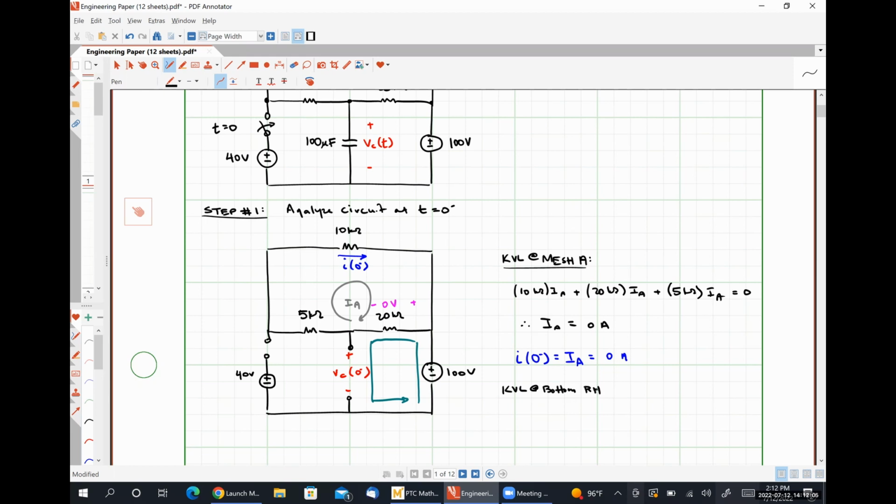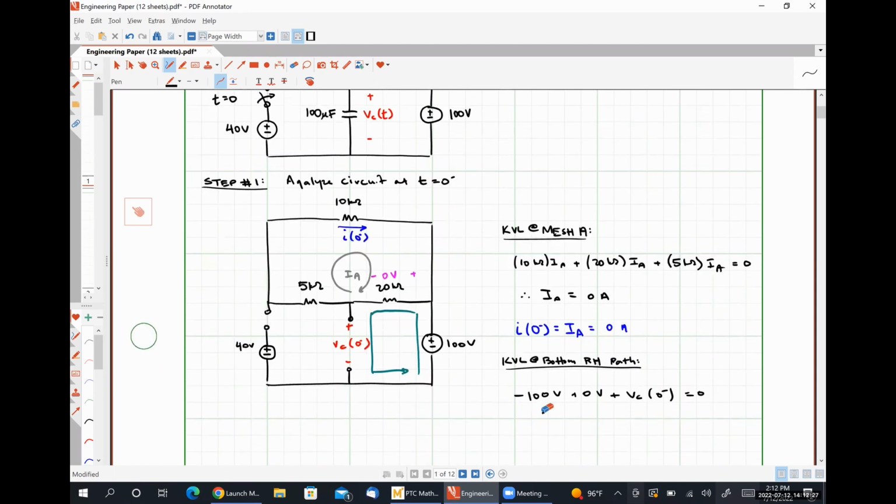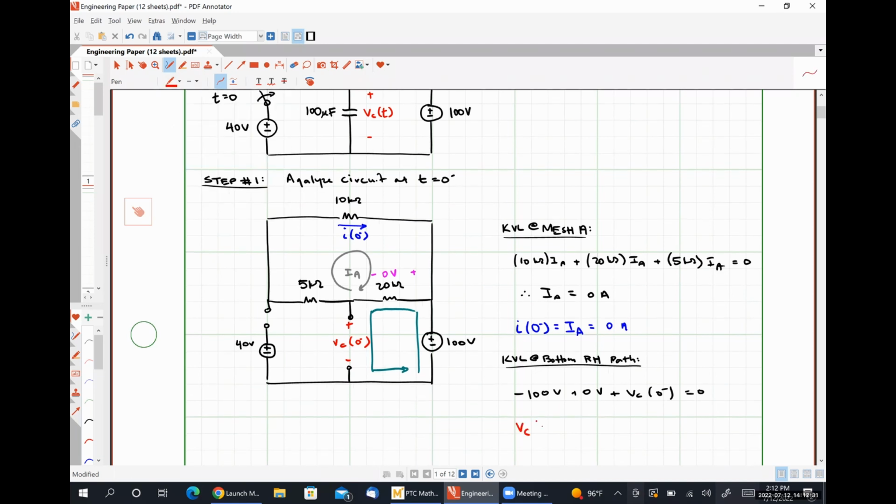So performing KVL around our bottom right hand path yields negative 100 volts plus 0 volts plus VC at 0 minus is equal to 0. And from this, we can see that VC at 0 minus is 100 volts.